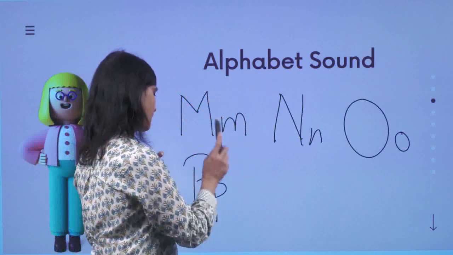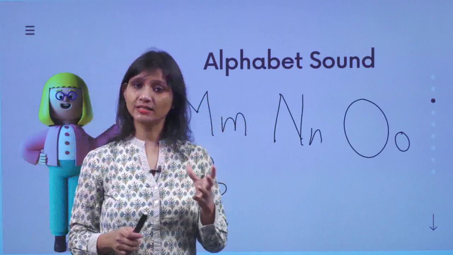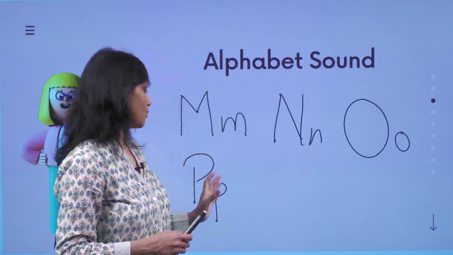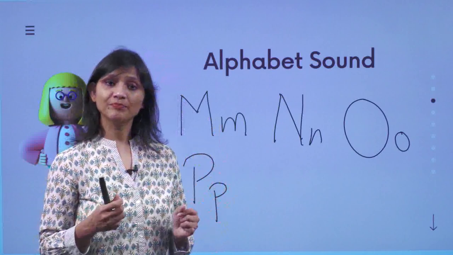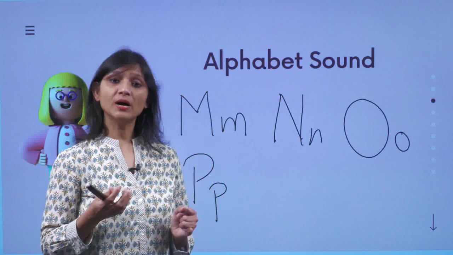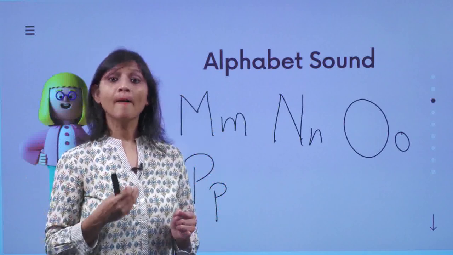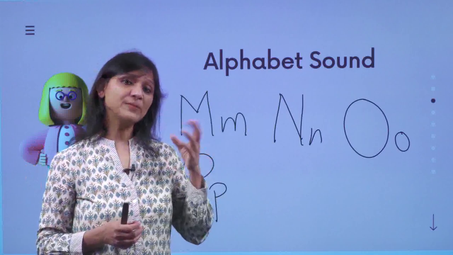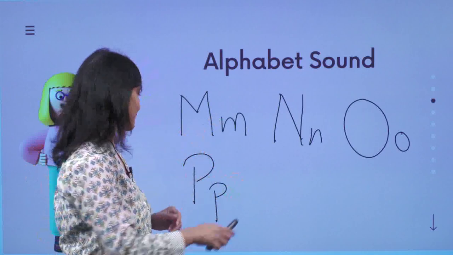Then P. The letter sound is P. What is the phonics sound? Pa, pa, papa, pa, pa, parrot, pa, pa, pigeon.